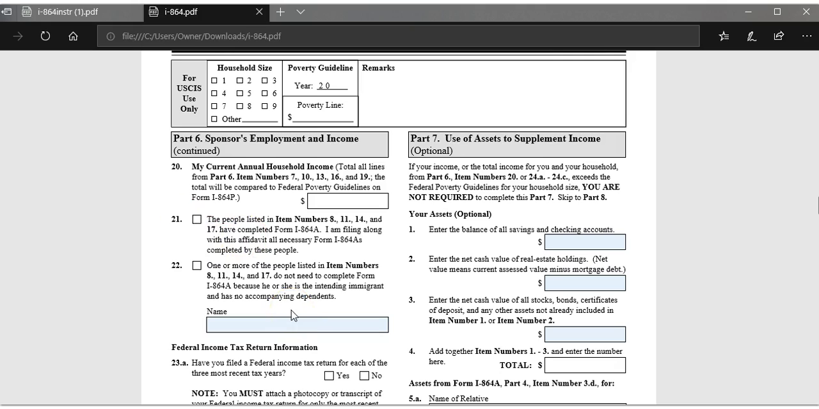21. The people listed in item numbers 8 through 11, 14, and 17 have completed Form I-864A. I am filing along with this affidavit all necessary Form I-864As completed by these people. 22. One or more of the people listed in item numbers 8, 11, 14, and 17 do not need to complete Form I-864A because he or she is the intending immigrant and has no accompanying dependents. So, whatever is your case, you select the one that applies in this situation.